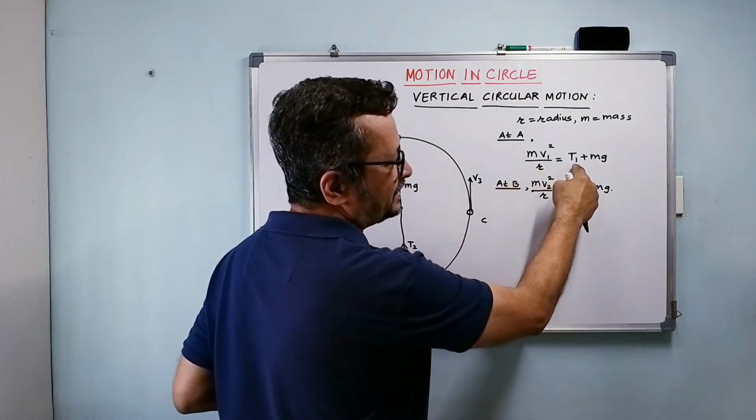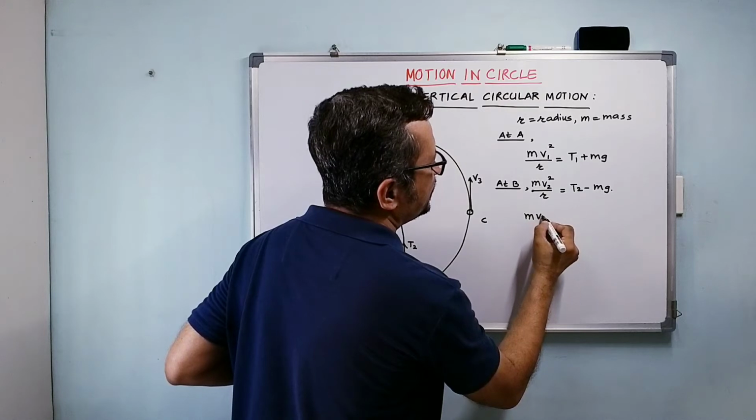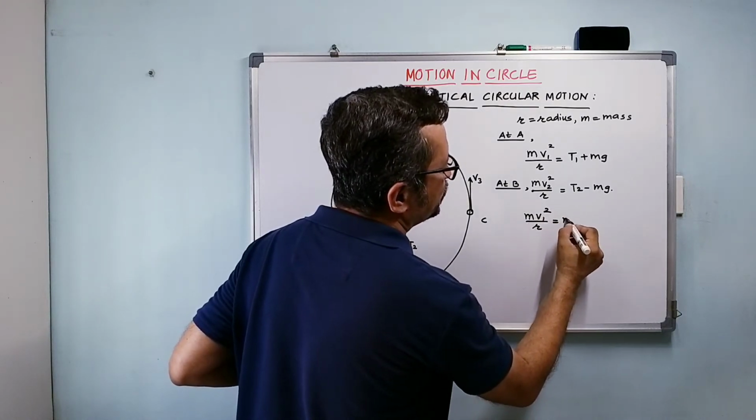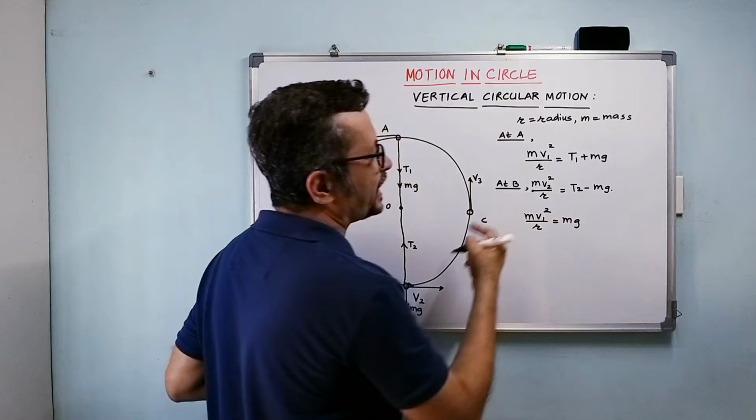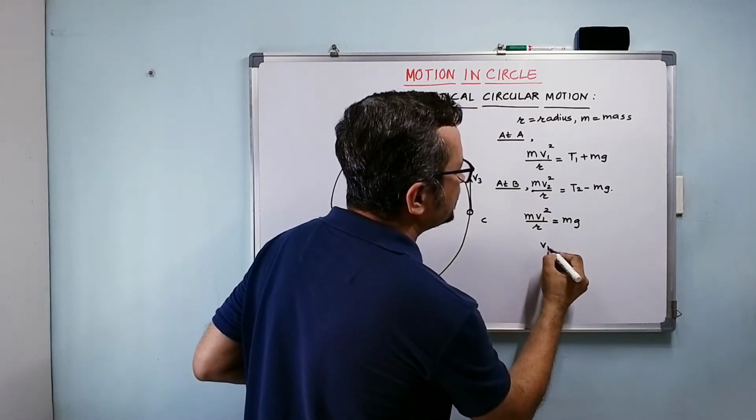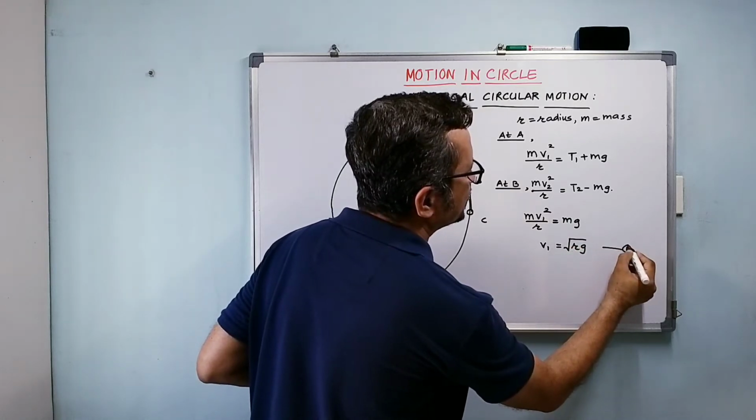So if I say T1 is equal to 0, then mv1 square over r is going to be equal to mg. If I cancel m on both sides, my v1 is going to be equal to root over rg. This is number 1.